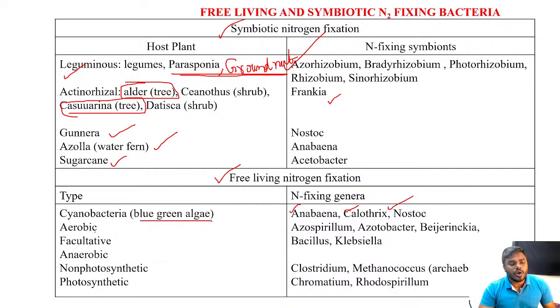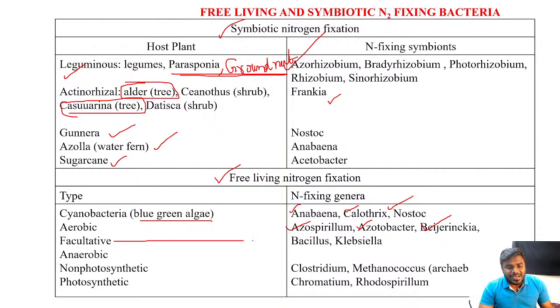Aerobic. What are aerobic bacteria? We all commonly know that aerobic bacteria are those type of bacteria that compulsorily require the presence of oxygen for their growth and development. Without oxygen, bacteria cannot survive. If the bacteria is unable to survive, how can they fix the nitrogen? If they want to survive first, they require the oxygen. So best examples are Azospirillum, Azotobacter, friends, Beijerinckia.